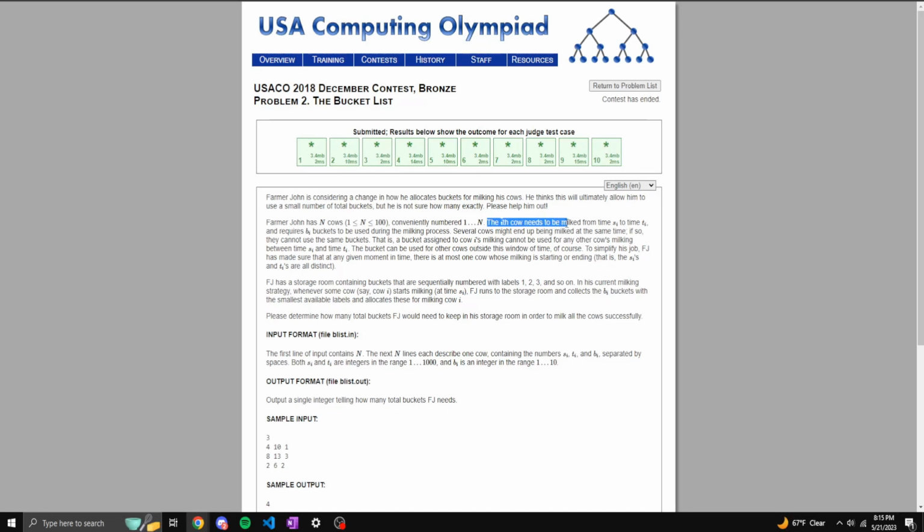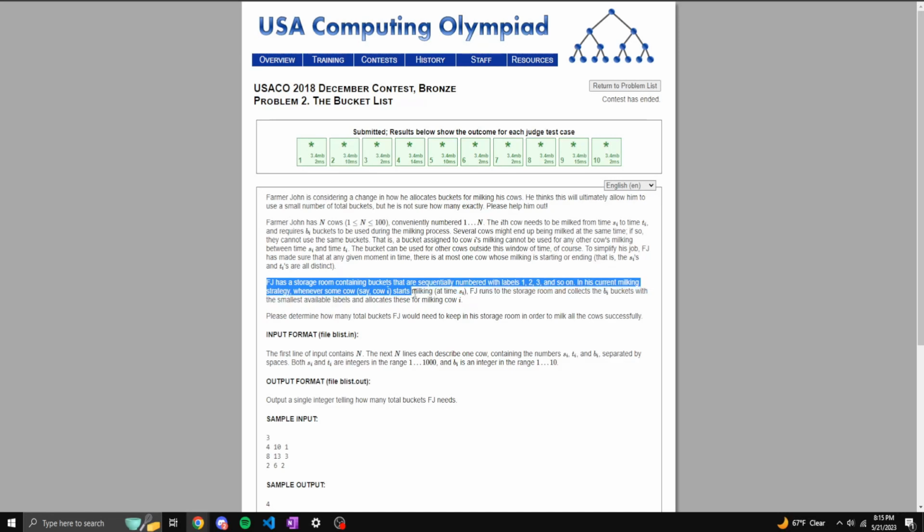The ith cow needs to be milked from time Si to Ti, and requires Bi buckets to be used during the milking process. Several cows might end up being milked at the same time, so they cannot use the same buckets. That is, a bucket assigned to cow i's milking cannot be used for any other cow's milking between time Si and Ti. The bucket can be used for other cows outside of this window of time. To simplify his job, FJ has made sure that at any given moment in time, there is at most one cow whose milking is starting or ending, and Si and Ti are all distinct.